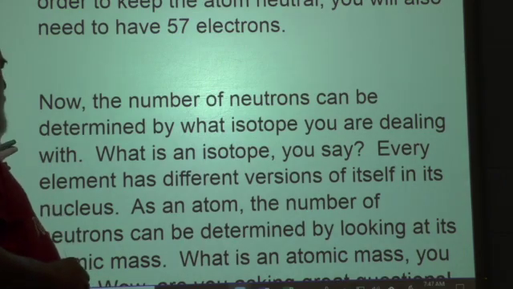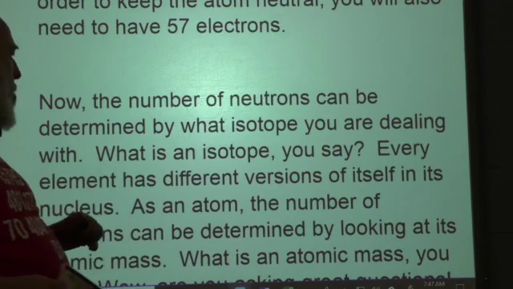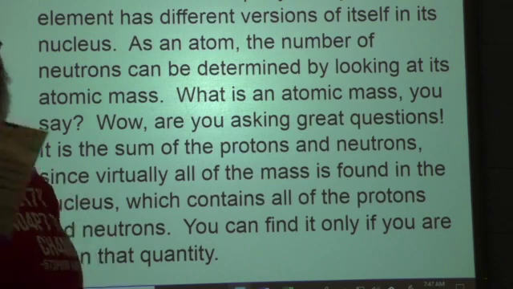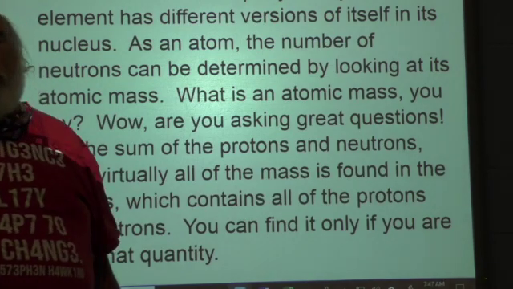Okay, so the number of neutrons is going to vary depending upon what we call an isotope. An isotope is the same atom with a different number of neutrons.